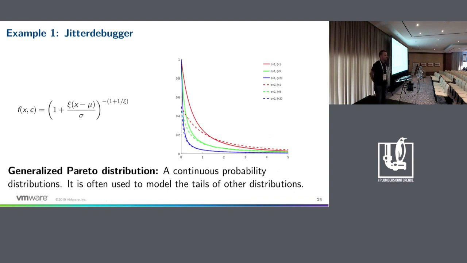That's the so-called generalized Pareto distribution. It's just a function which is very flexible. It has three free parameters which you can tune. And with those parameters, you can get very different shapes. On the right side of the slide, you see how this function looks for different values of the parameters.